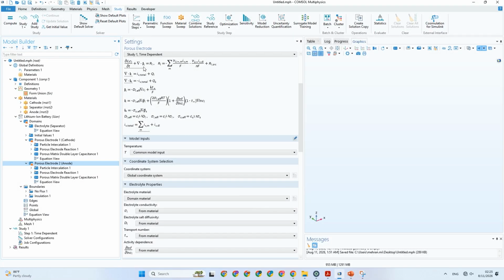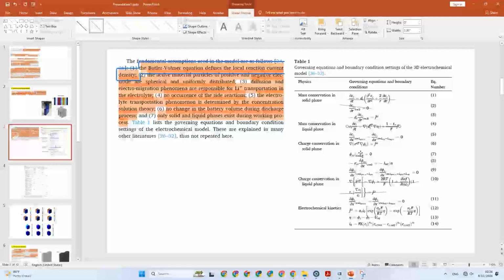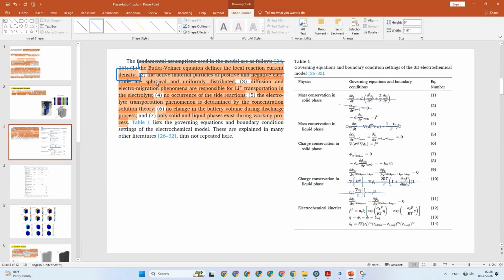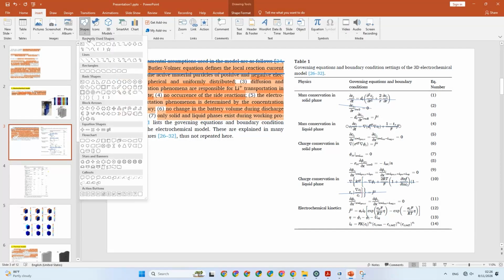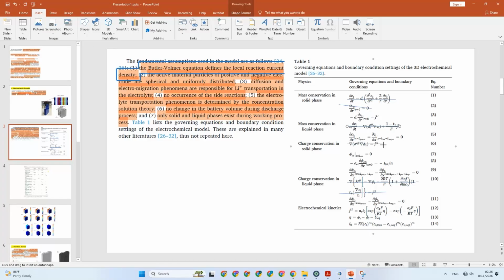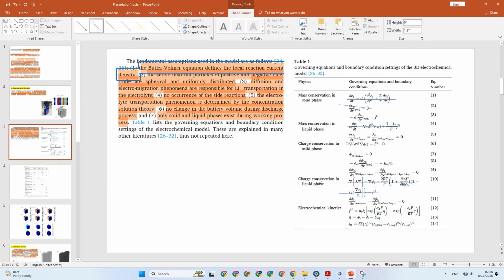Divergence of JL, sigma L, it means Laplacian of phi L. Laplacian of phi L, yes, it is the same. I choose a shape here, and it talks about phi cc at x is L, it's equal to 0. I don't want to talk about these, they are boundary conditions.